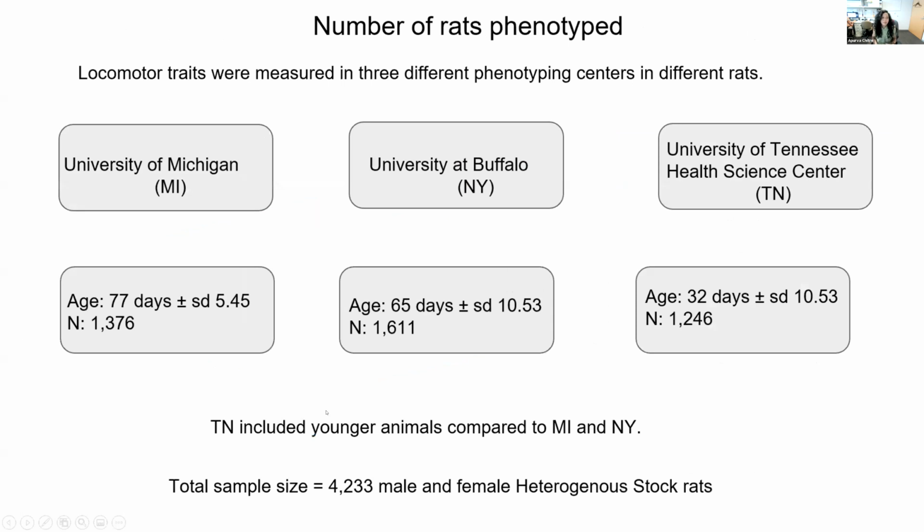So then, as part of this big project, locomotor traits were also measured in these phenotyping centers in different rats. And so I wanted to point here that the Tennessee cohort included adolescent rats. And so these rats were much younger than the Michigan and the New York cohorts. And so the combined sample size for these three phenotyping centers is approximately 4,200 male and female heterogeneous stock rats.